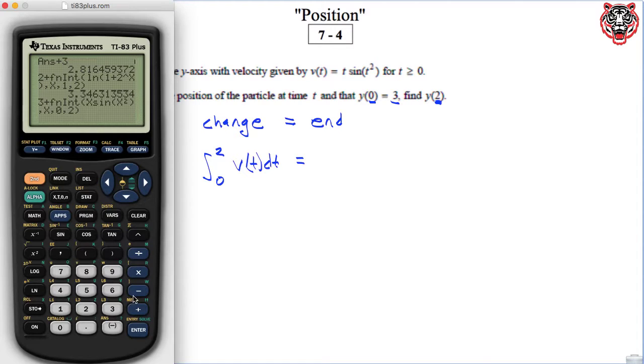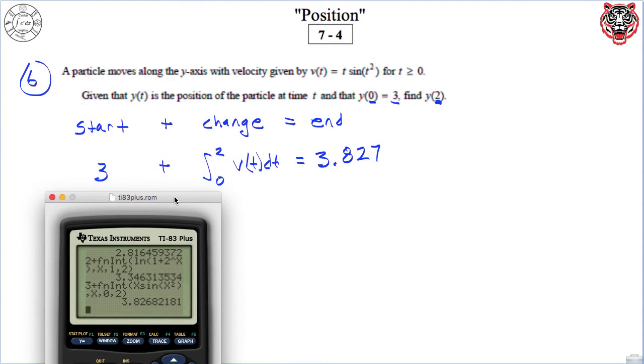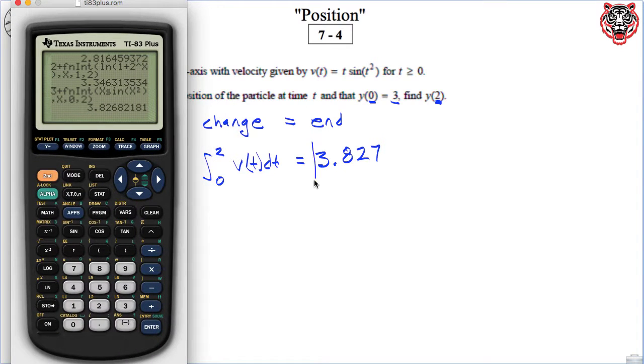All right, what do we get here? 3.827. And that's in like meters or feet, or they don't give us units again. So that's just our final answer.